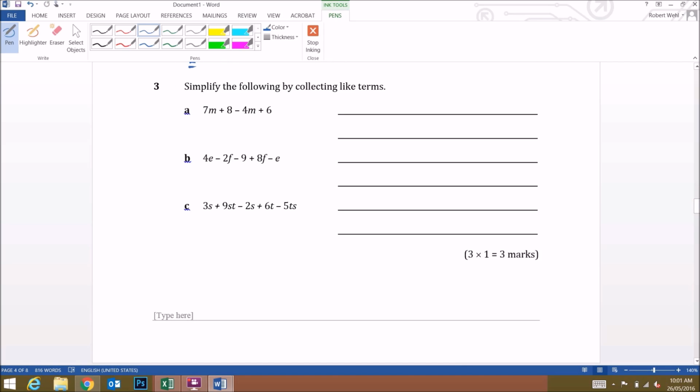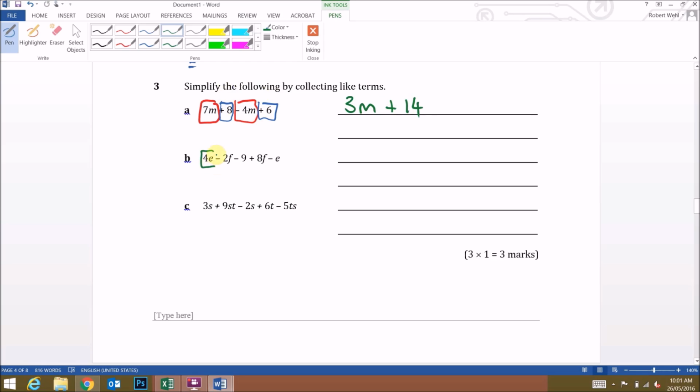Simplify the following by collecting the like terms. Okay, so here I'm just going to collect my like terms first. So I've got m's there, and then I've got constant terms here. Alright, so if I have 7m and minus 4m and I put them together, I end up with 3m. Then I've got plus 8 and plus 6, which leaves me with plus 14.